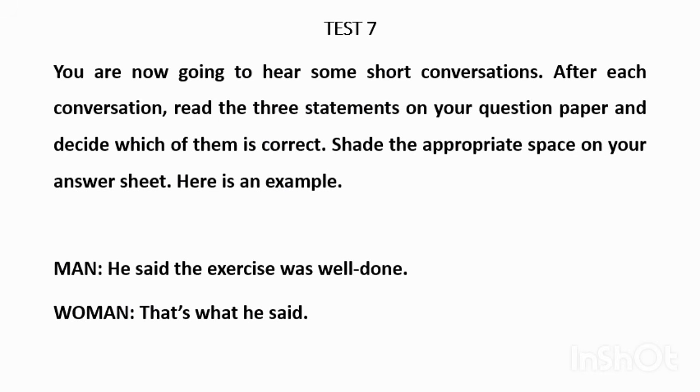Test 7. You're now going to hear some short conversations. After each conversation, read the three statements on your question paper and decide which one of them is correct. Shade the appropriate space on your answer sheet.